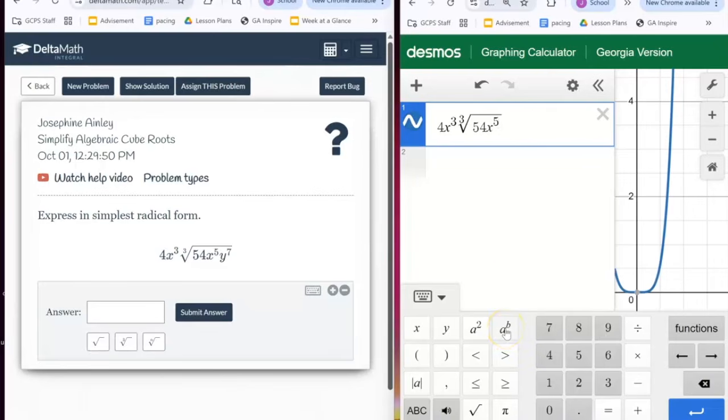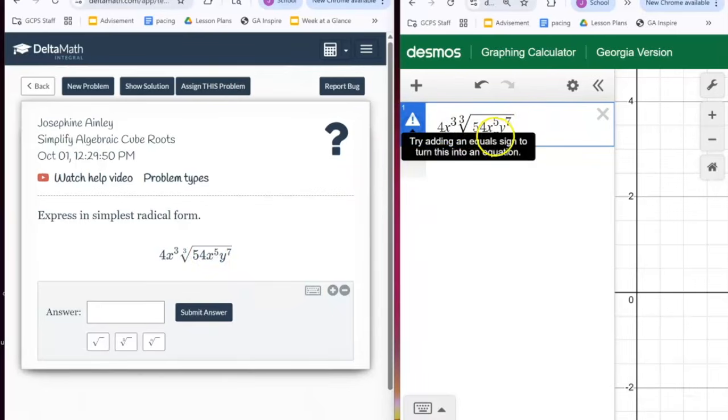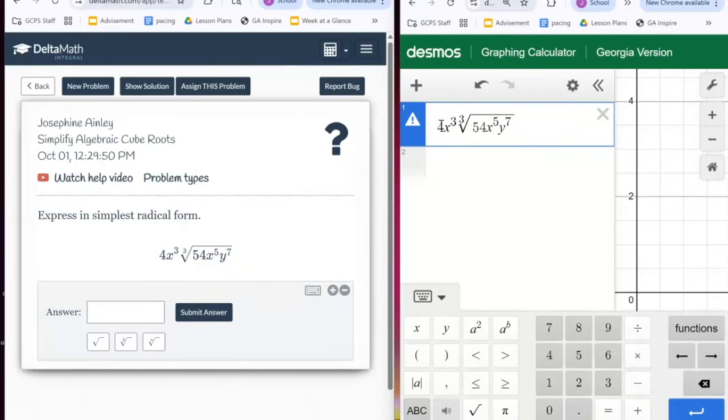Careful with what you're typing. You need to click out or right arrow, y to the 5th power. All right, so again, always double check. Oh, that's 5th, should be 7. Double check what you are writing to make sure it matches with the question. All right, again, there's an error because it needs an equal sign. We're going to put that in the front.